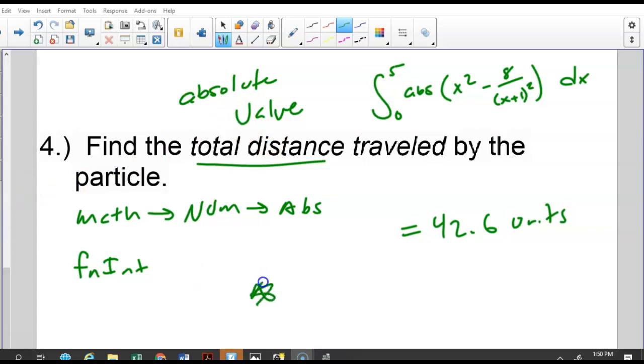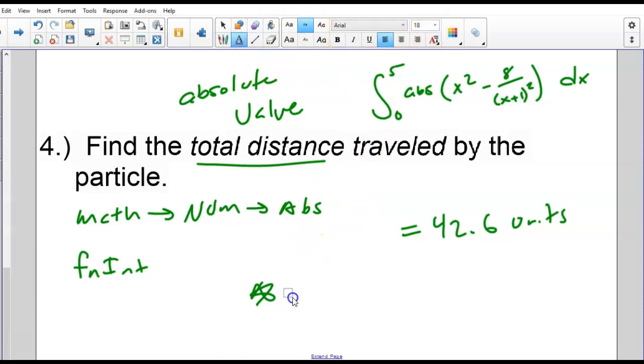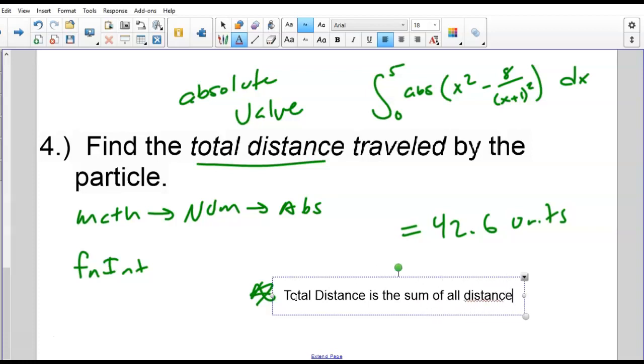Now one quick sidebar here. Total distance is the sum, goodness gracious, of all distances.